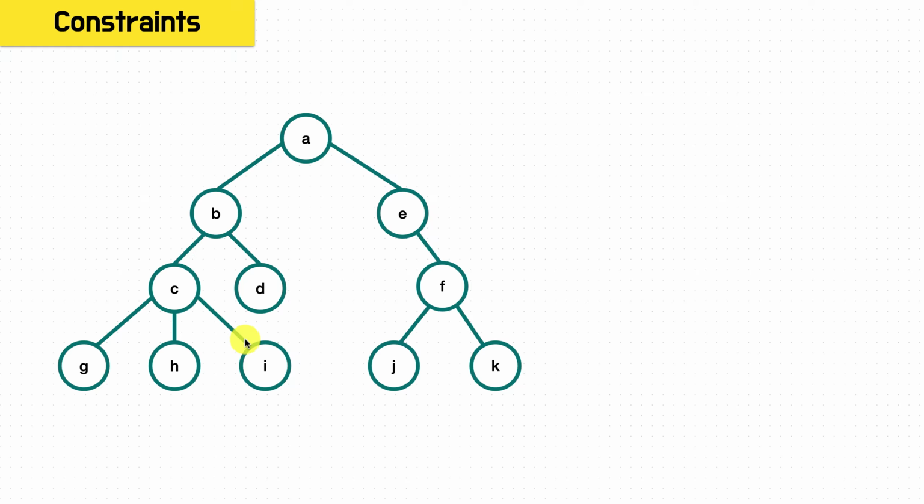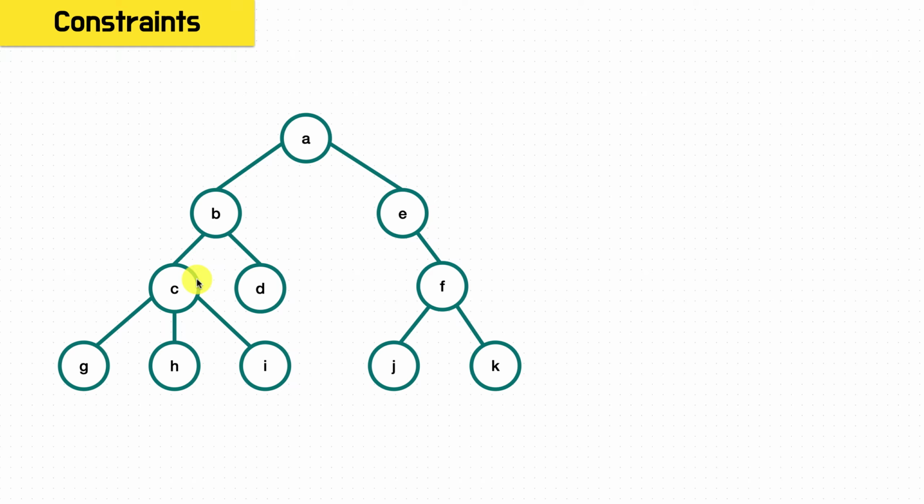In the tree, a node cannot point to itself as a child, or it cannot point to an ancestor of itself. So it must point to children downward. So C couldn't say it's its own child, and it couldn't say B is its child. It must have new children that branch downward. Another constraint is that each node can only have one parent. So we couldn't say B is C's parent, but then also have D point to C. Each node can only have one parent.